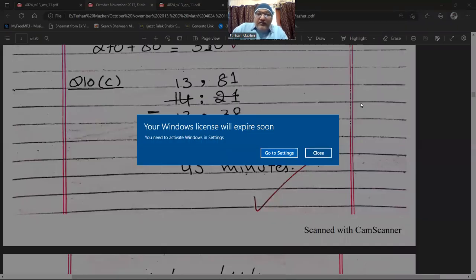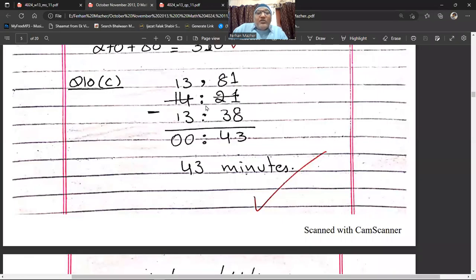So you see, because here we have 14:21, from here subtract 13:38. From minutes, we will subtract the minutes. From hours, we will subtract the hours. So from 21 minutes, you cannot subtract the 38 minutes. So what I will do, I will borrow from here. When I borrow 1 from the hours, it comes here and becomes 60 minutes. So in 21, when you add 60 minutes, it becomes 81. So 81 minutes minus 38 minutes, you get 43 minutes.